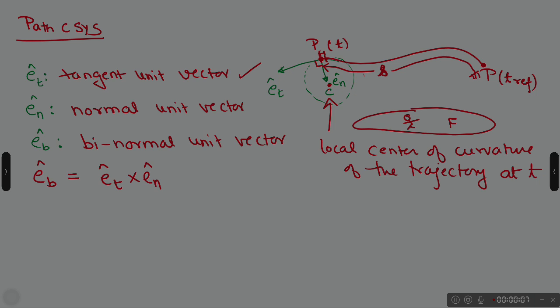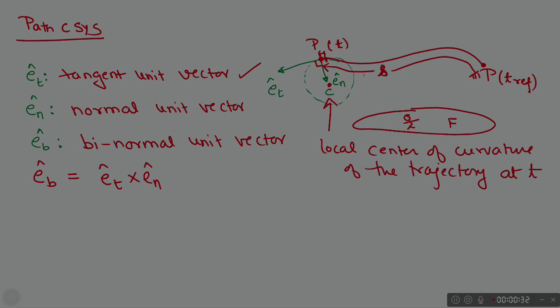This is lecture 4 of the course Engineering Mechanics. In this lecture, we are going to learn about a special kind of coordinate system. The name of this coordinate system is the path coordinate system.